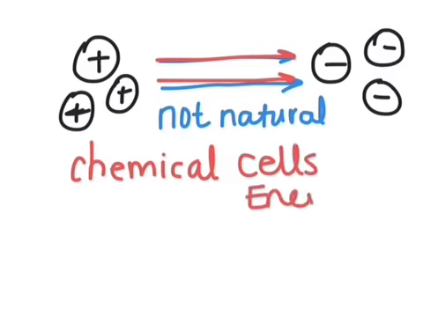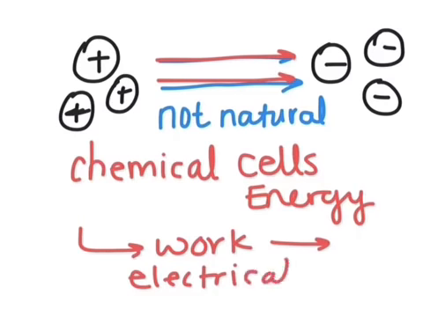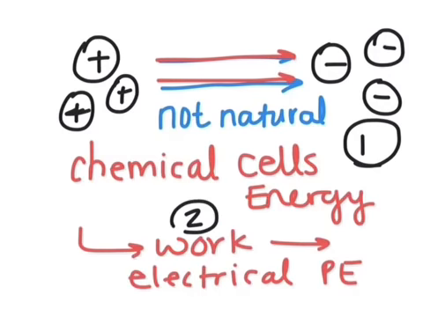provide chemical energy, and that chemical energy is going to be doing work, and the result is that eventually it's going to be converted into electrical potential energy. So that's the main process. There's the three forms of energy transfer. Chemical energy, it's doing work, which is the transfer of energy, and the result is that the electrons will have more electrical potential energy.